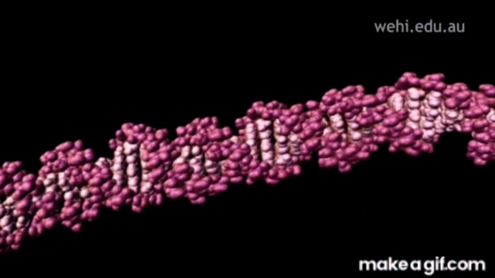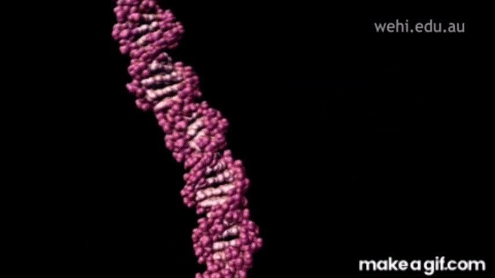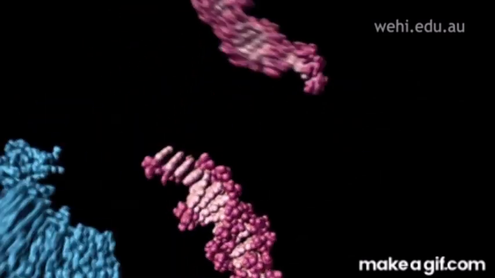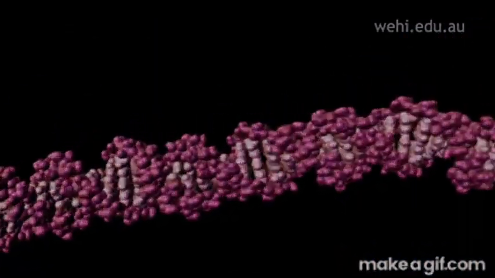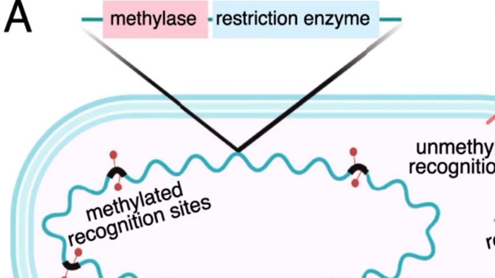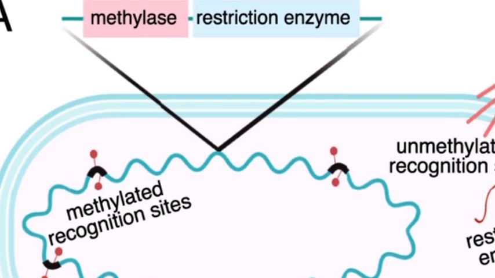Restriction enzymes are essential tools in molecular biology and forensic science. They are enzymes that cut DNA at specific sequences, producing fragments of varying sizes. In nature, restriction enzymes are used by bacteria as a defense against viruses.